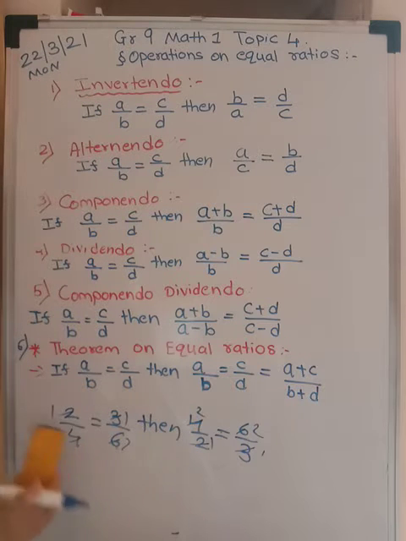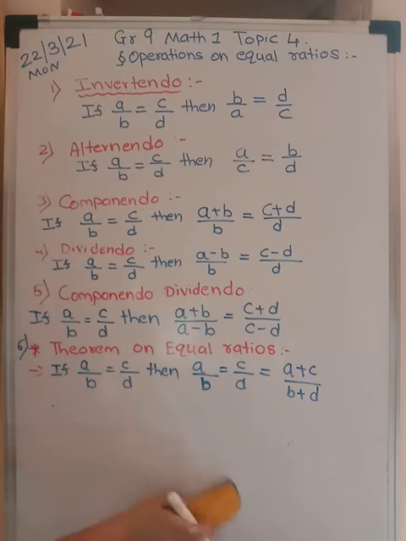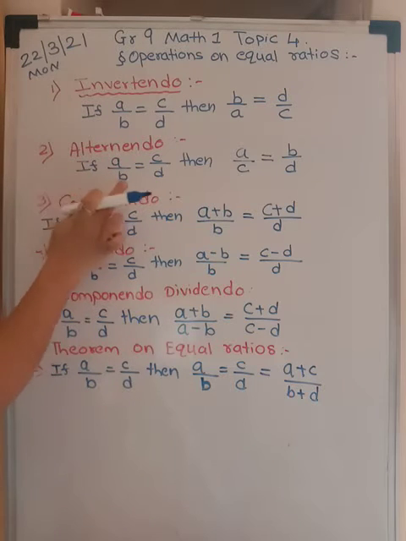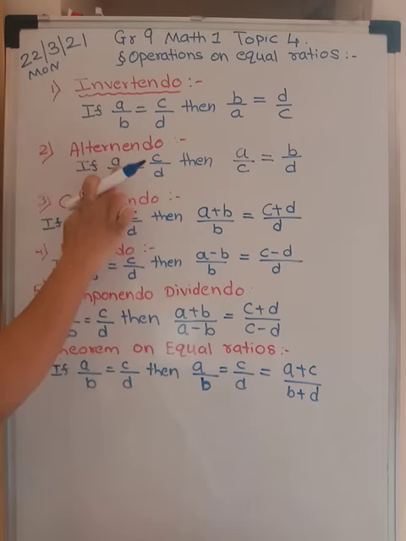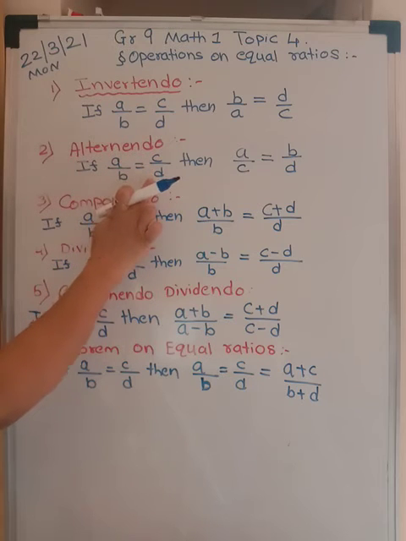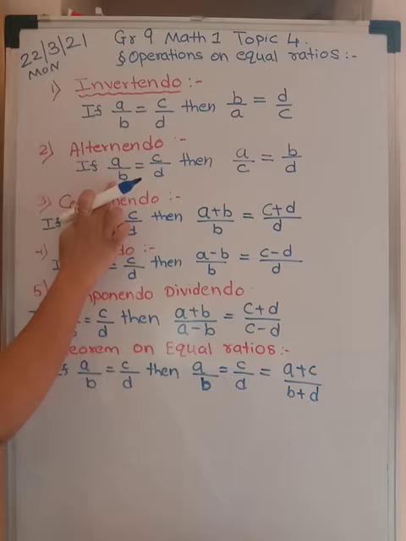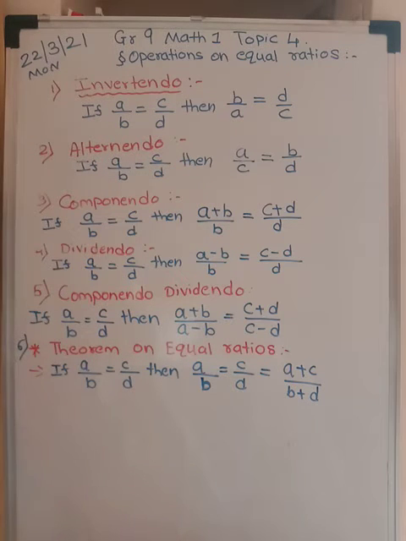Let's go ahead to the next ratio. Now next is what? Alternando. Alternando means what? If these two ratios are same, if A upon B is equal to C upon D, then you alternate it. A upon C should be equal to B upon D. This is called alternando.